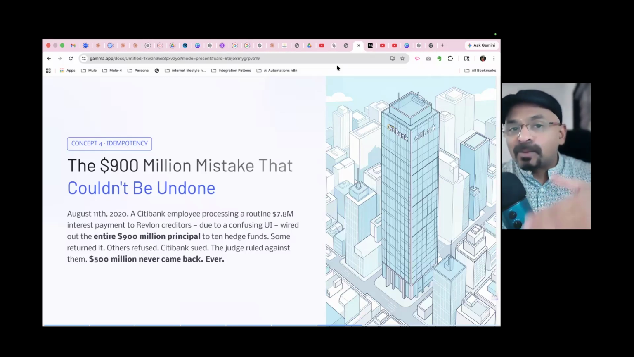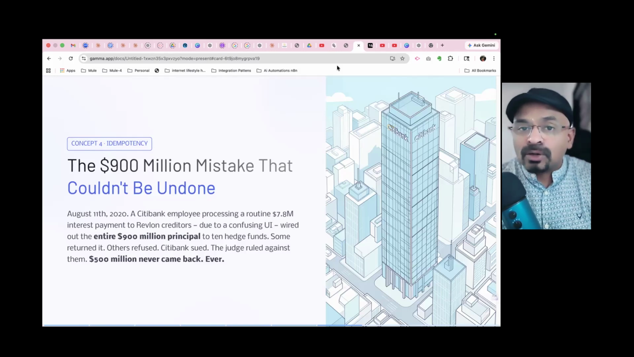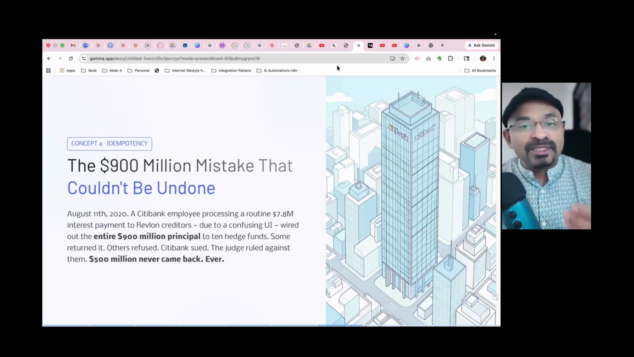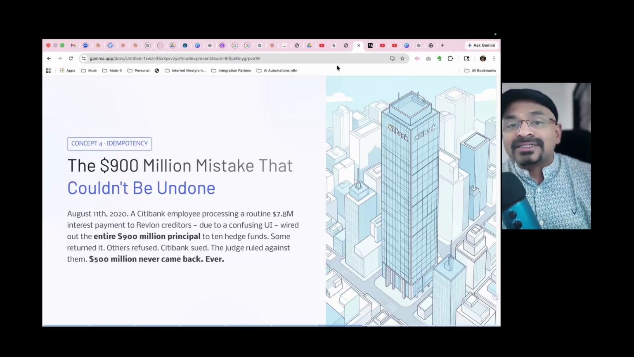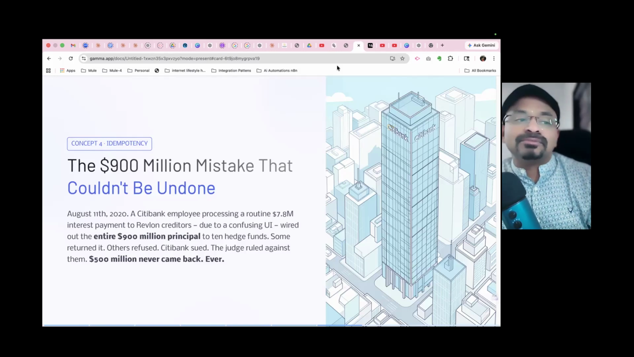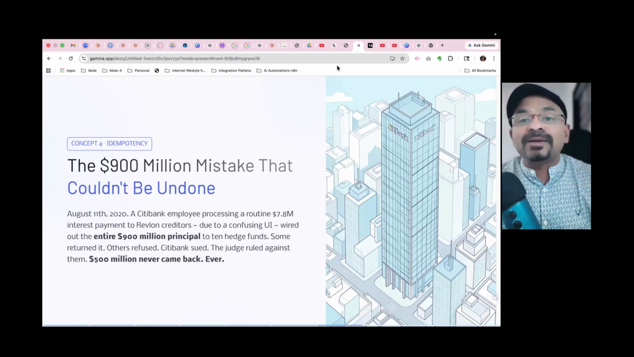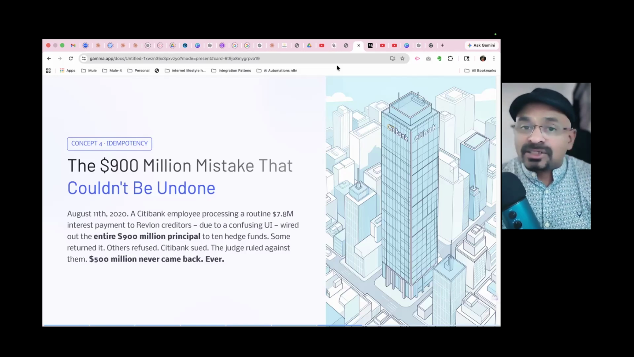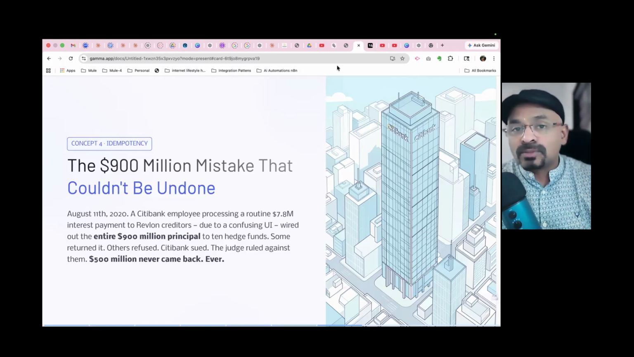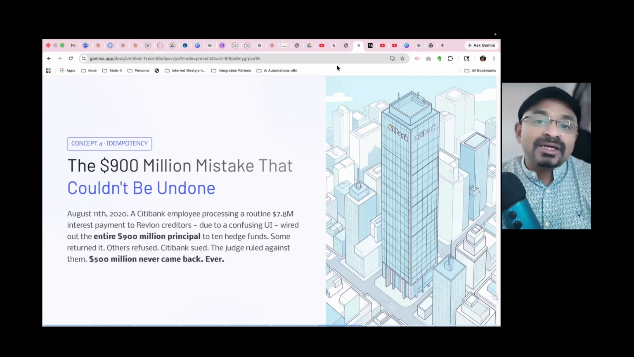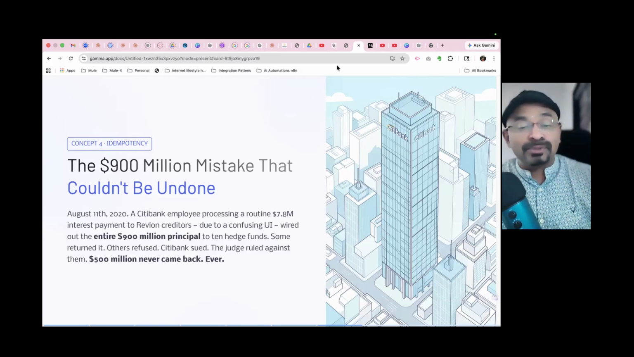Accidentally, with some confusion, they processed the principal of $900 million to 10 different hedge accounts. They realized their mistake and sent polite mails to those companies. Some companies accepted and refunded the amount, but three companies refused to send it back to Citibank. Citibank filed a lawsuit against those companies, and the judge gave judgment in favor of those companies.